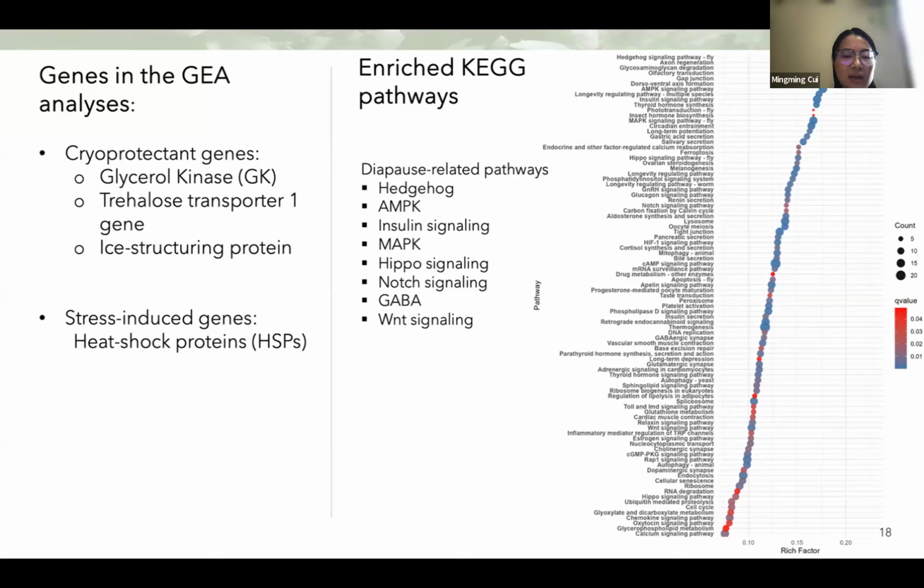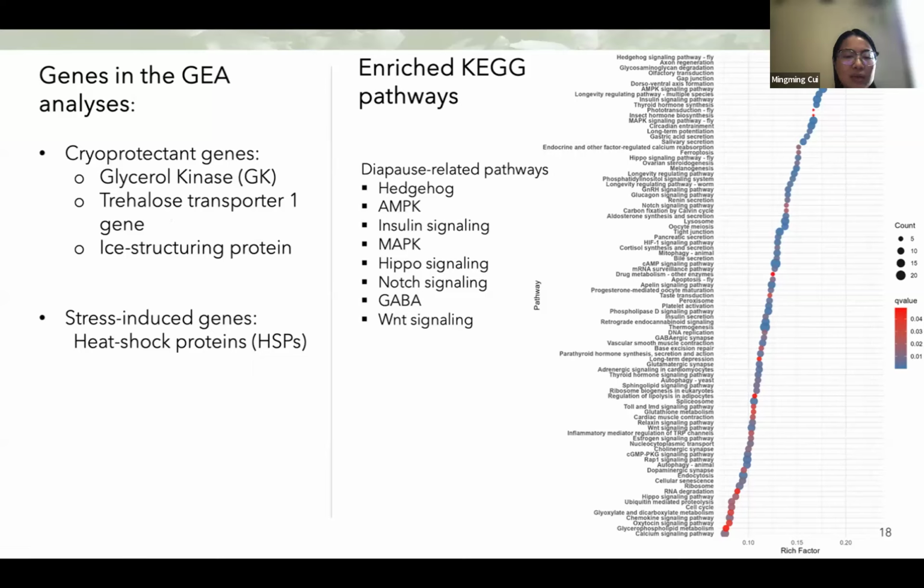Among the top hits, we found several genes and proteins known to contribute to insect cold tolerance, such as cryoprotectants, which are key agents that help insects overwinter. We identified several significant cryoprotectant-related genes, such as glycerol kinase, trehalose transporter, and ice structuring protein.